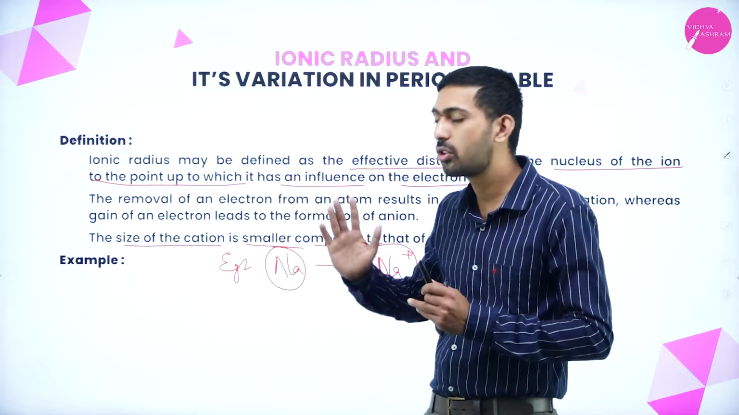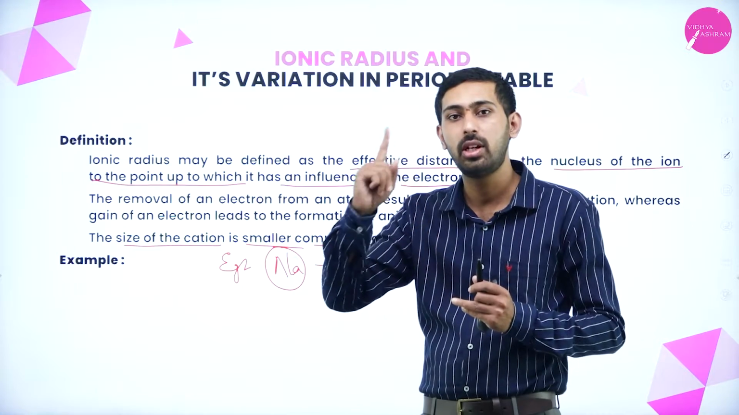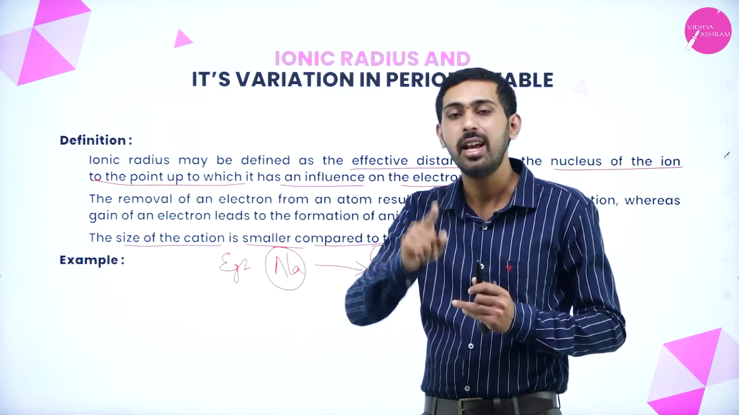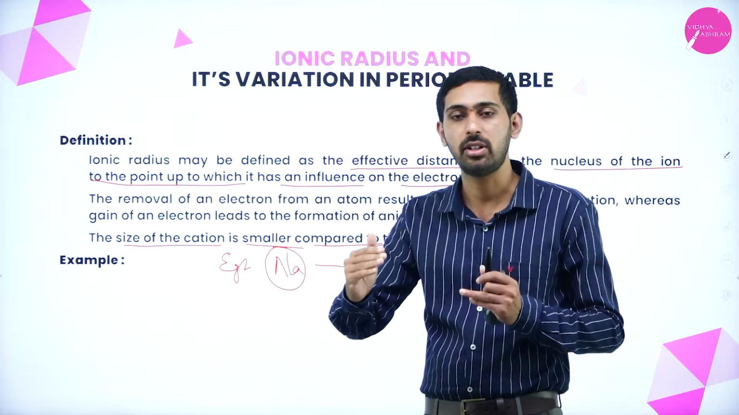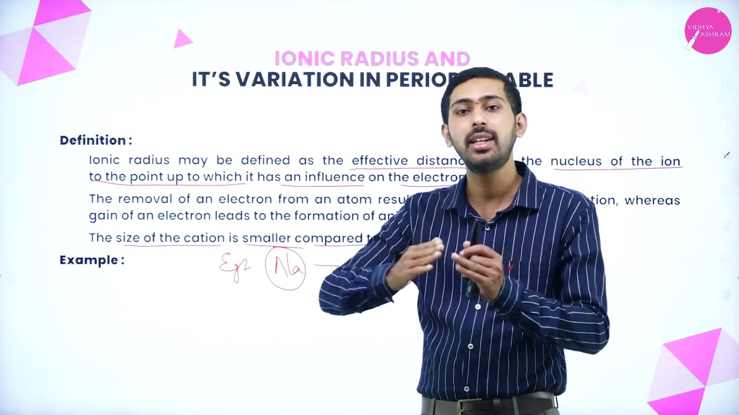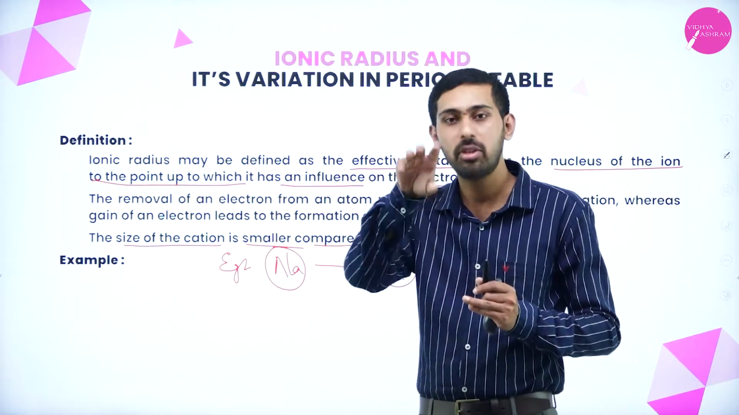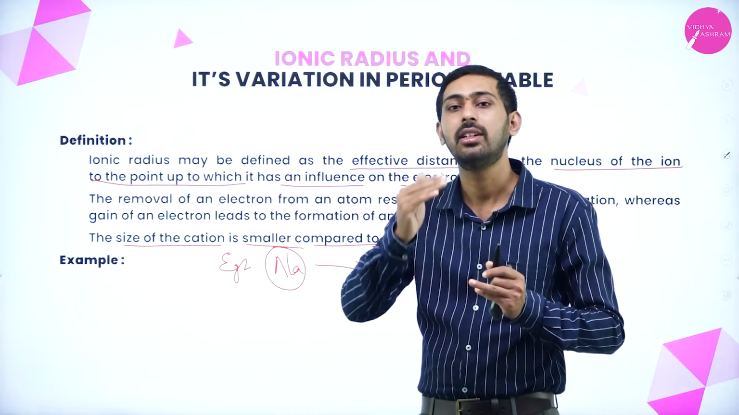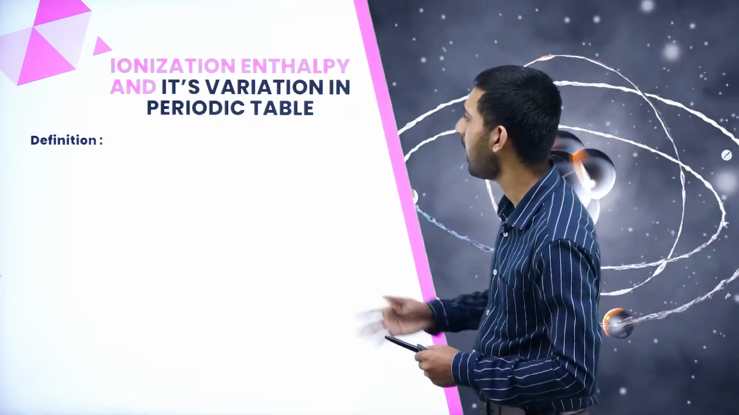But along the group, what do we have to study? Along the group, electrons are added to different shells, and ionic radius increases because electrons are added to different shells. When electrons are added to different shells, there will definitely be an increase in ionic radius. But when electrons are added to the same shell, even though the atomic number is increasing, ionic radius decreases.